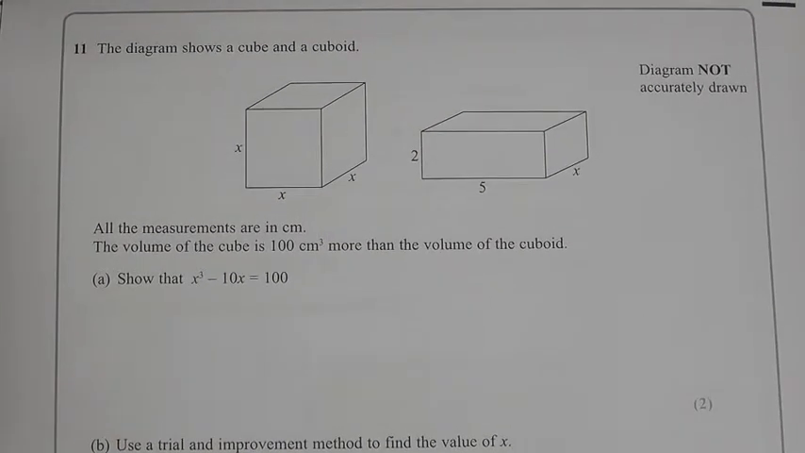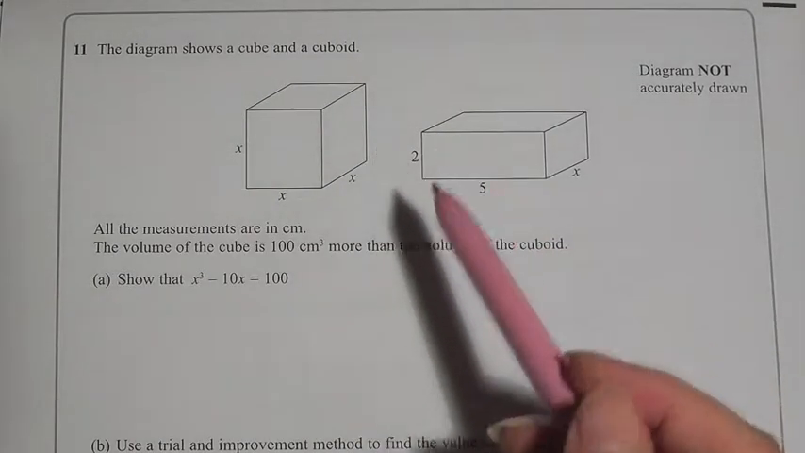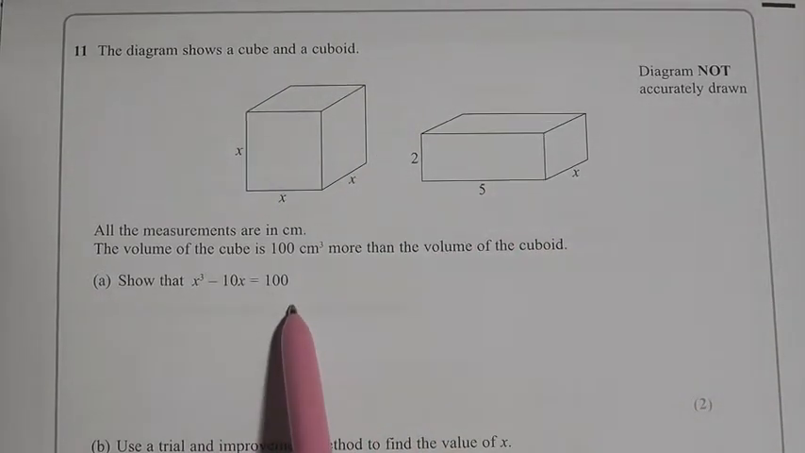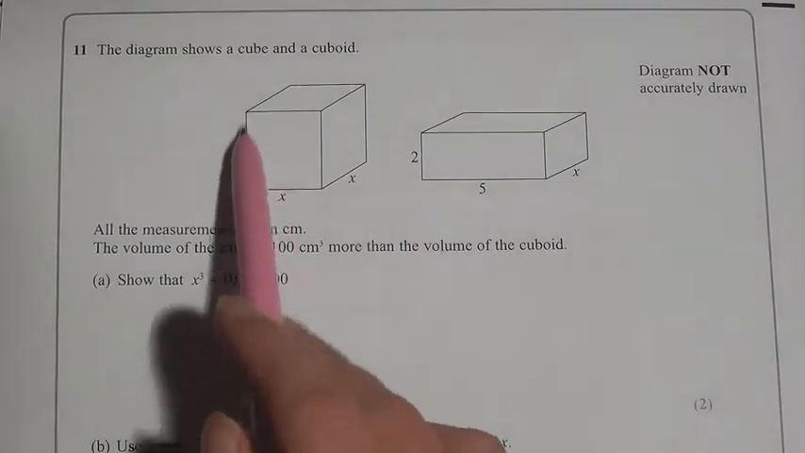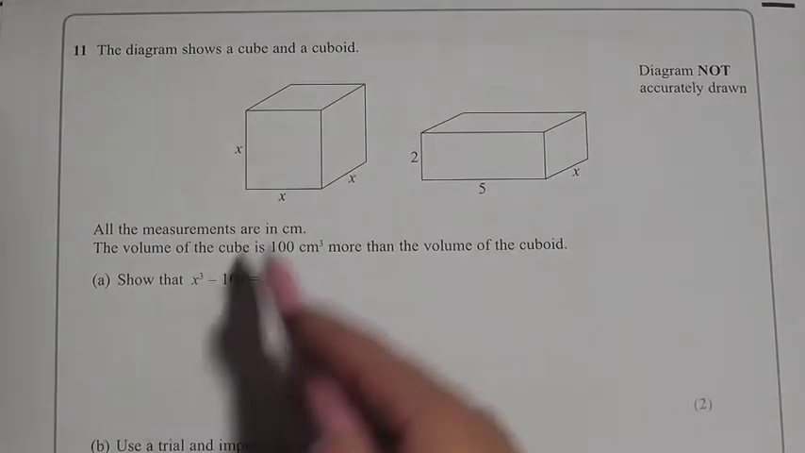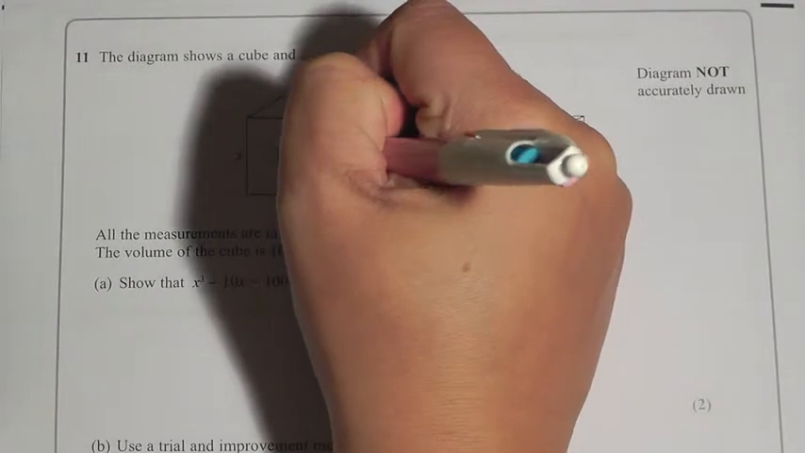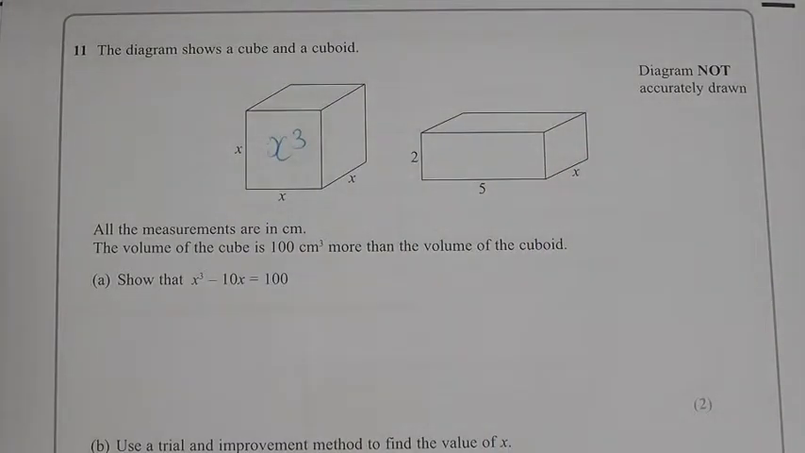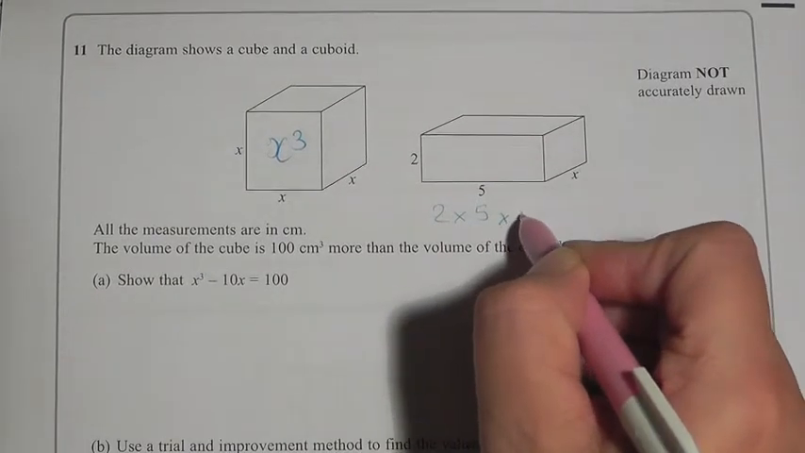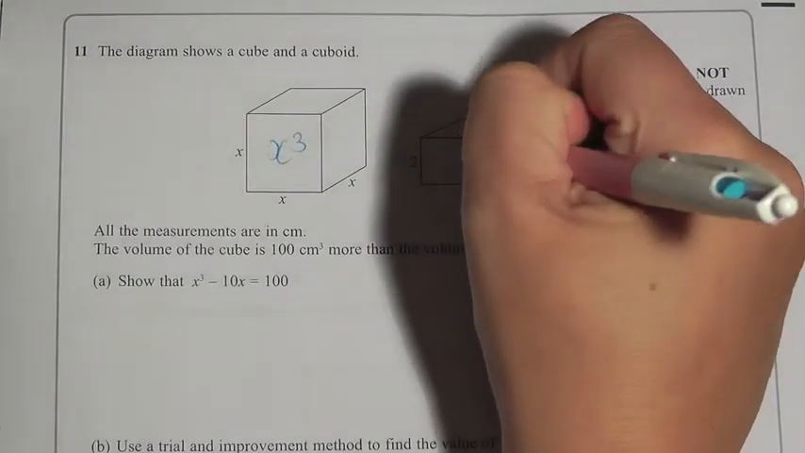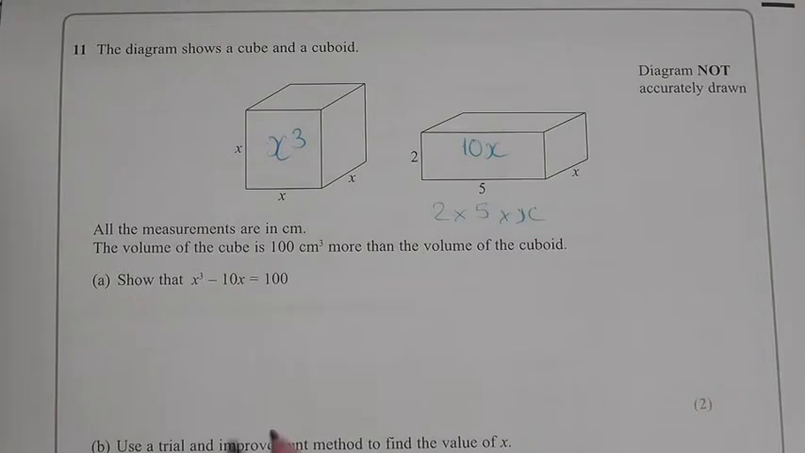In question 11, you're given two cubes, or a cube and a cuboid, and you're asked to show that x cubed minus 10x equals 100. The first thing you need to do is write down the volume of each of the cube and the cuboid. So you can see here that the three dimensions are x, so the volume of the cube is x cubed. And on this side you're going to have 2 times 5 times x, which is 10x. So we now know what those two are.